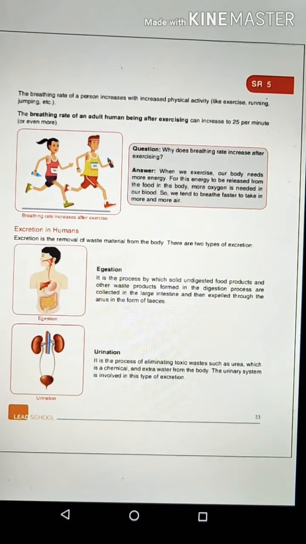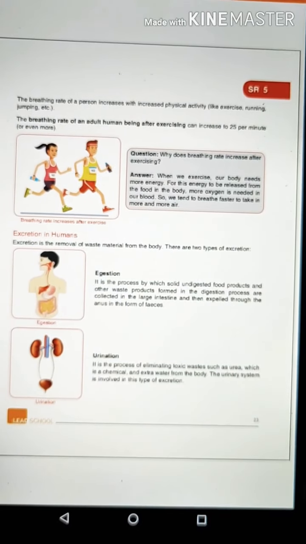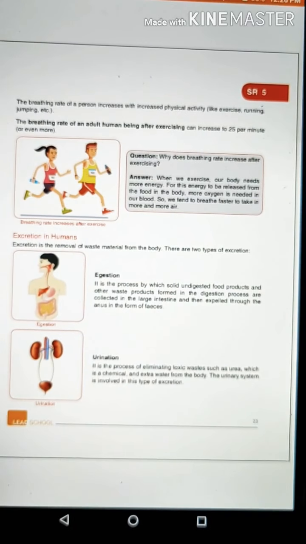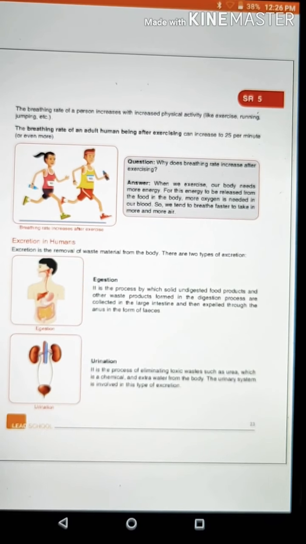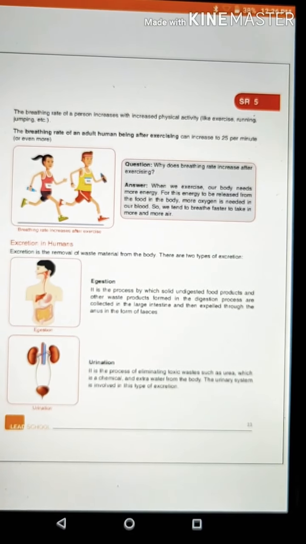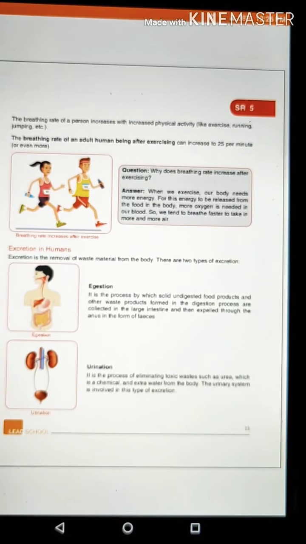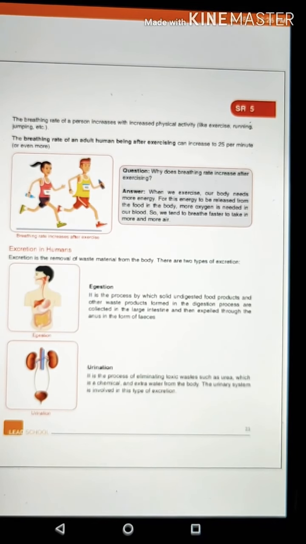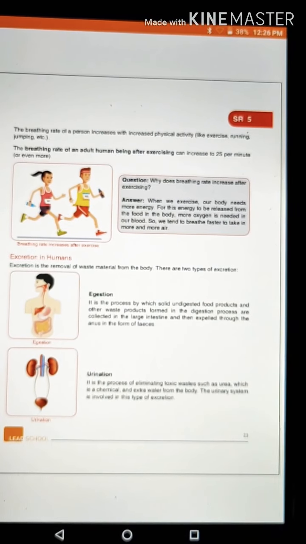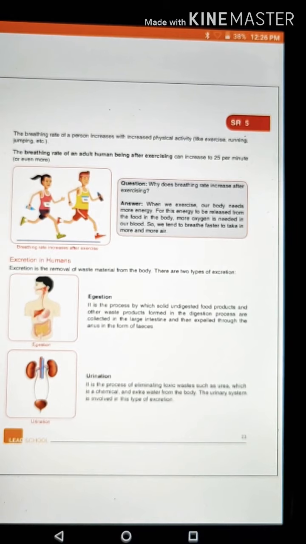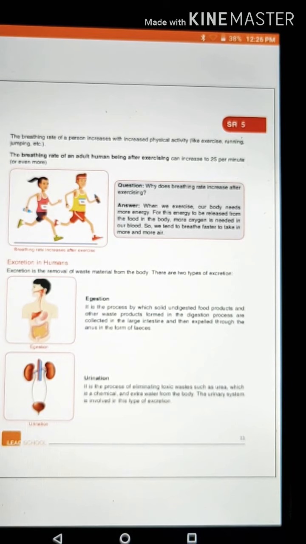What is egestion? It is the process in which the undigested food and other waste products are excreted from our body. All those waste products, solid undigested food, are collected in the large intestine, and then are expelled through the anus in the form of feces. Second is urination. It is the process in which we eliminate toxic waste such as urea, which is a chemical, and the extra water from the body.